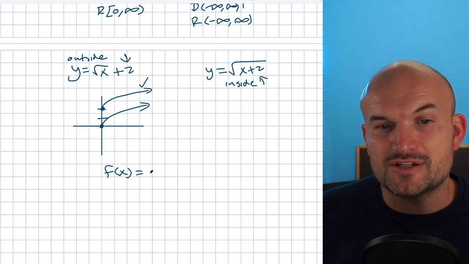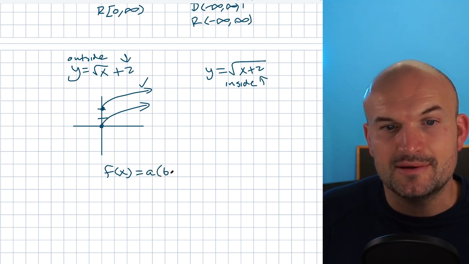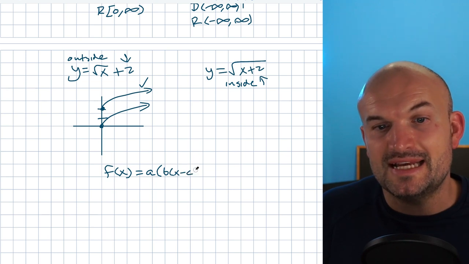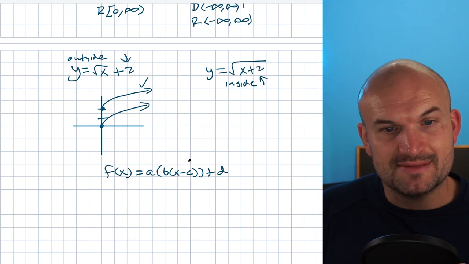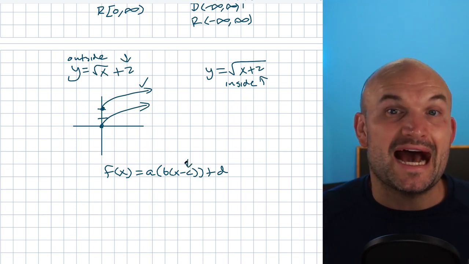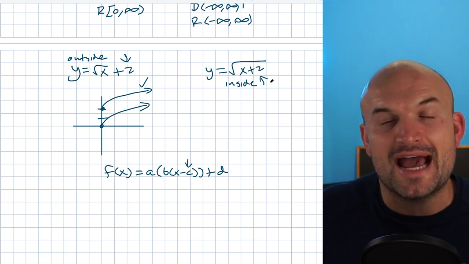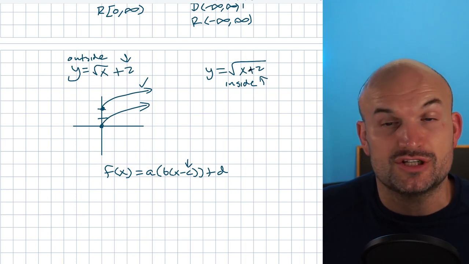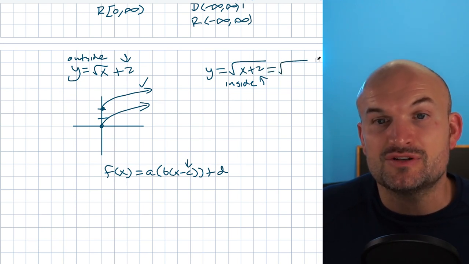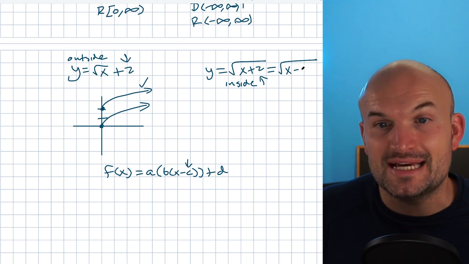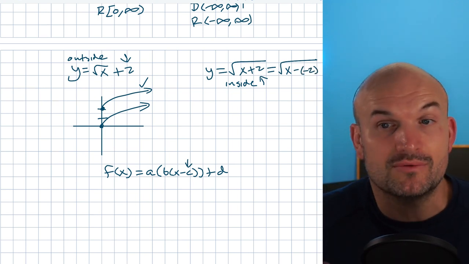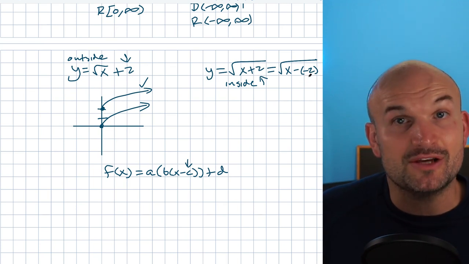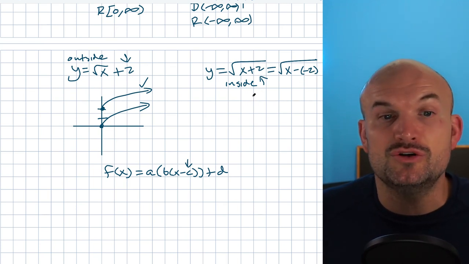When we're looking at the transformations, we have a times b of (x minus c) plus d. So I want you to understand that this minus c is going to be the opposite of the shift. So if I want to identify what this transformation is, I can technically rewrite this as x minus a negative 2. What is x minus a negative 2? Well, it's plus 2, right? So I want you to understand that this value being negative is actually shifting the graph 2 units to the left.